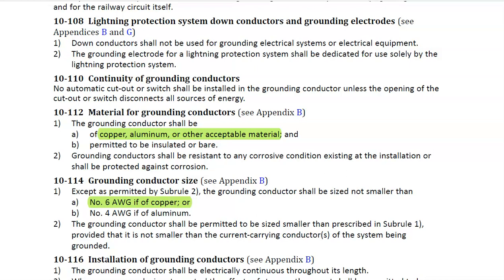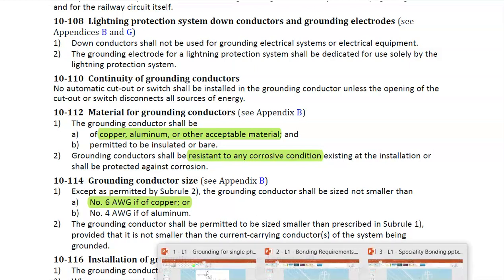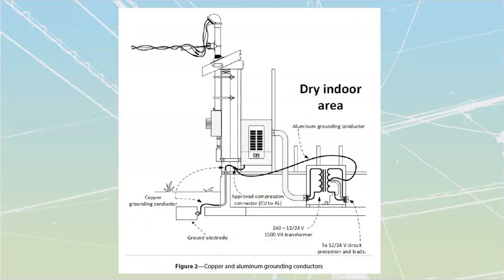Now, what they're talking about is the actual grounding conductor that is going from the panel to the electrode itself. It does also spec that our grounding conductor shall be resistant to any corrosive condition existing at the installation, or it has to be protected against corrosion. So aluminum is not going to be resistant to corrosion when placed underground. This is the rule that is interpreted as, anytime that we have a grounding conductor, that grounding conductor has to be copper. Over here, this copper grounding conductor.